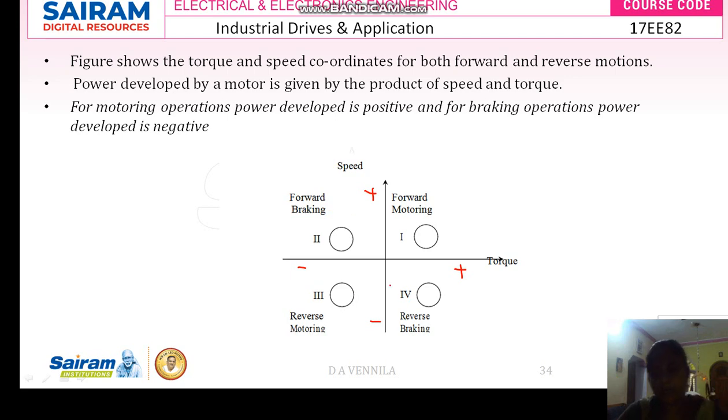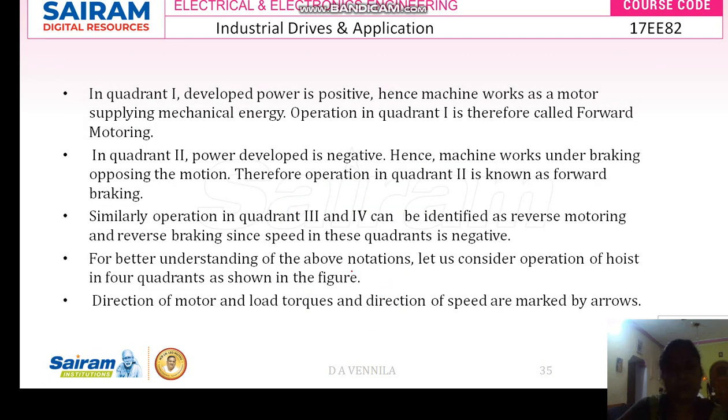Now we will see the four quadrant operation. In the first quadrant, the power developed is positive, hence the machine works as a motor and supplies mechanical energy. Motoring means it takes electrical energy and produces mechanical energy. So the first quadrant is forward motoring.